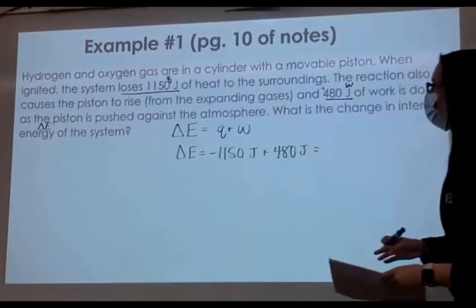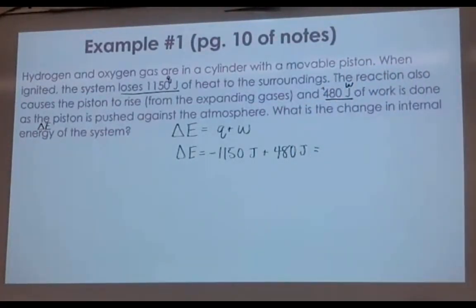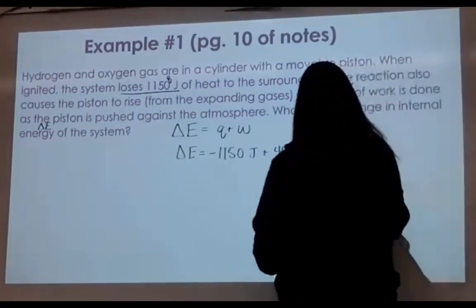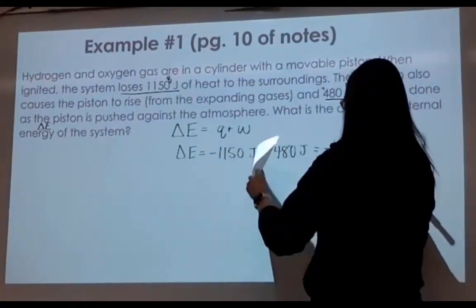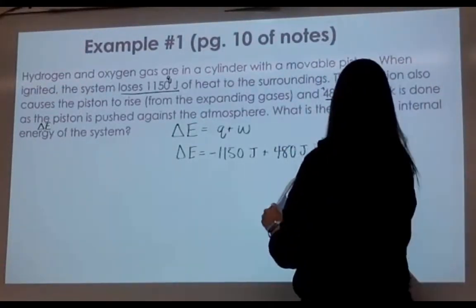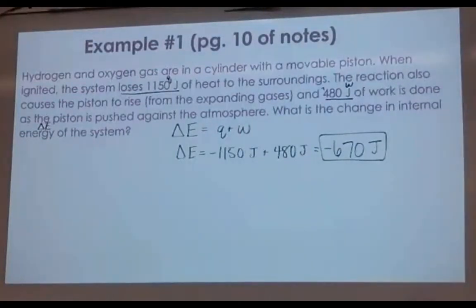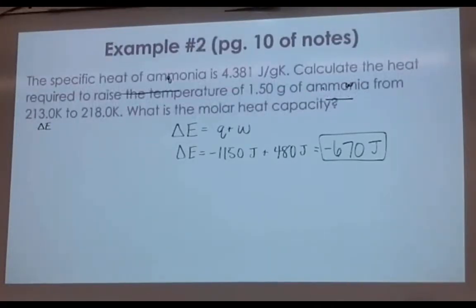So if we do negative 1,150 plus 480, I got negative 670. Energy is joules. So again, Q is negative because it's losing heat. Work is positive because it's being done on the system. Questions on this first example? Okay, so then we will look at example 2.